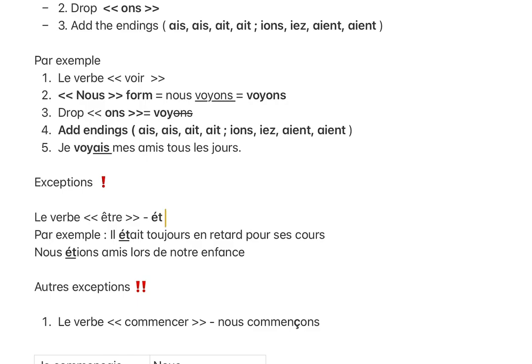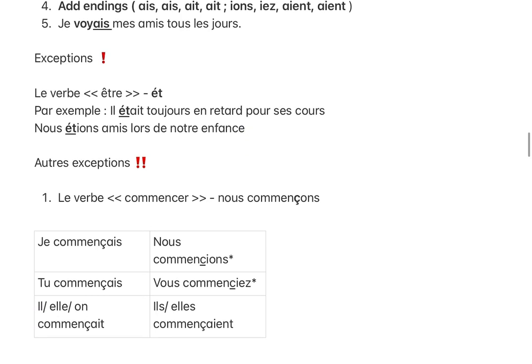For example, il était toujours en retard pour ses cours. He always used to be late for his classes. Another example, nous étions amis lors de notre enfance. We used to be friends during our childhood.